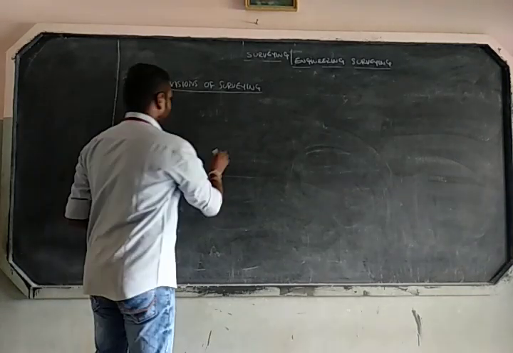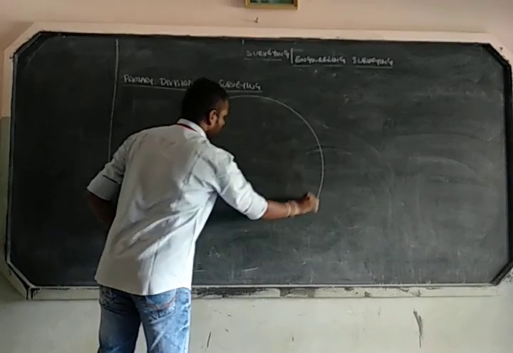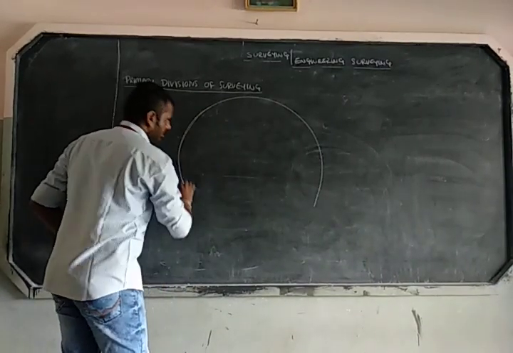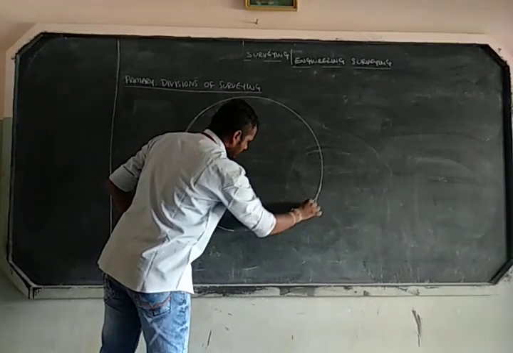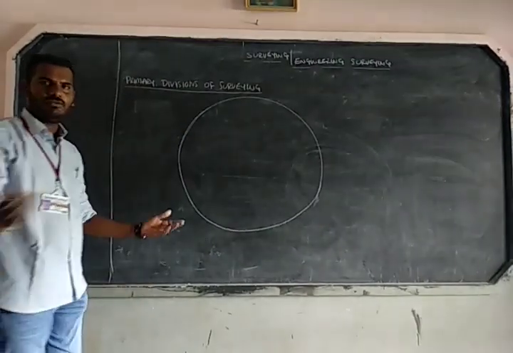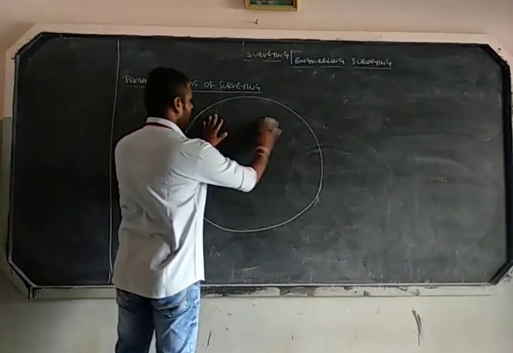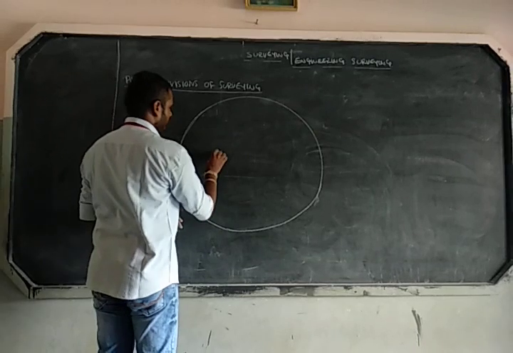So now I am taking the figure of the earth, or the shape of the earth. Generally, when we take the shape of the earth, it is in the form of a ball, like a volleyball or any ball. Now this particular shape is known as an oblate spheroid.